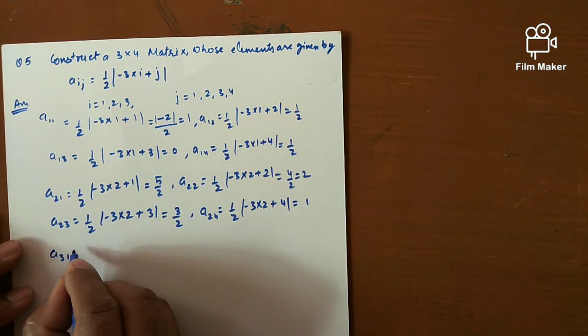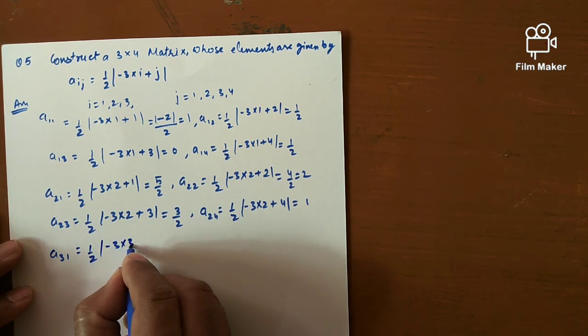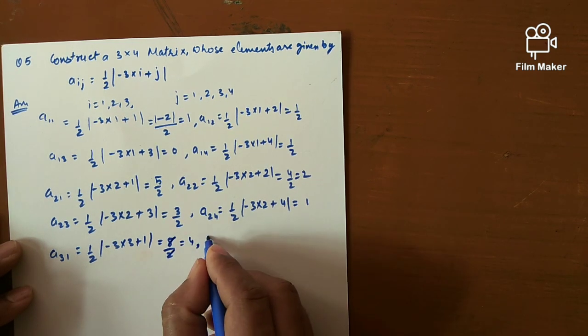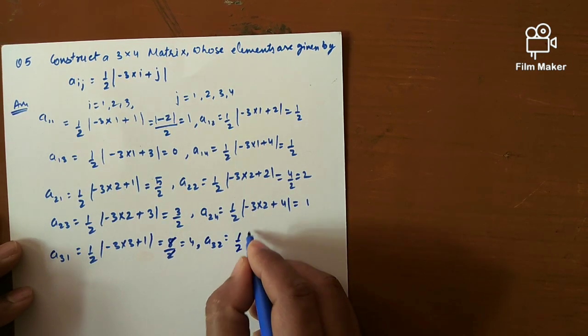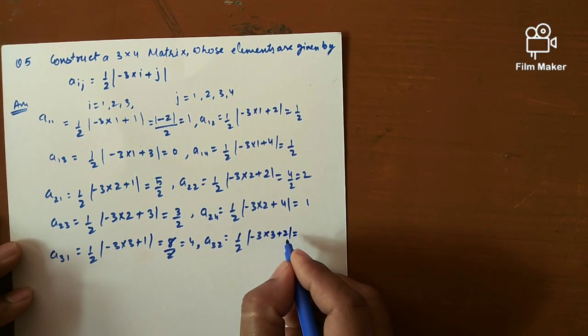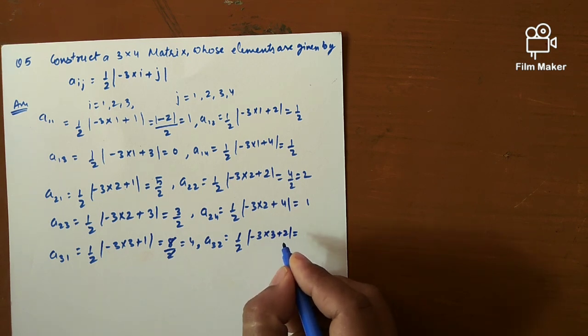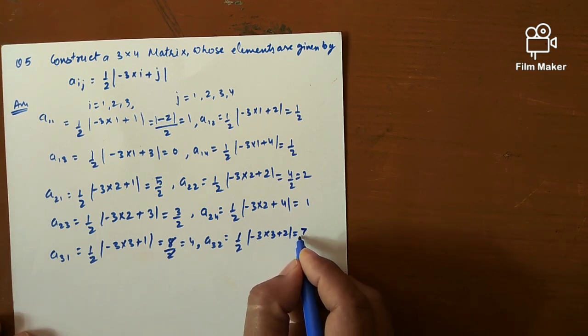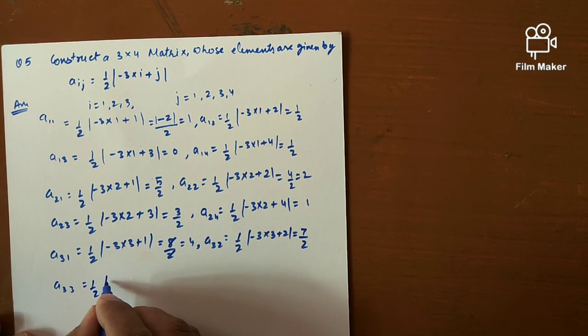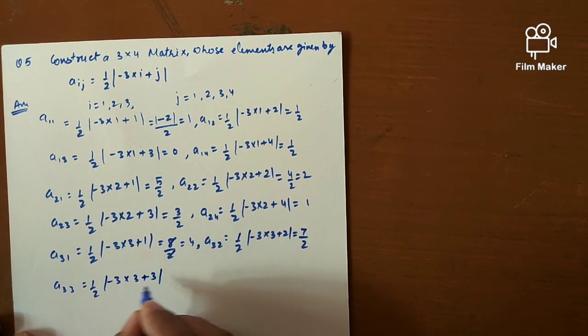Last row is a31: 1 by 2 minus 3 into (3 plus 1), which is minus 9 plus 1, minus 8. So it becomes 8 by 2, which is 4. a32 is 1 by 2 minus 3 into (3 plus 2), minus 9 plus 2, minus 7, minus 7 by 2. Because of the modulus sign, it becomes plus 7 by 2. Now a33: 1 by 2 minus 3 into (3 plus 3). So this is minus 9 plus 6, minus 6 by 2. Because of the modulus sign it becomes plus, so this is 3.